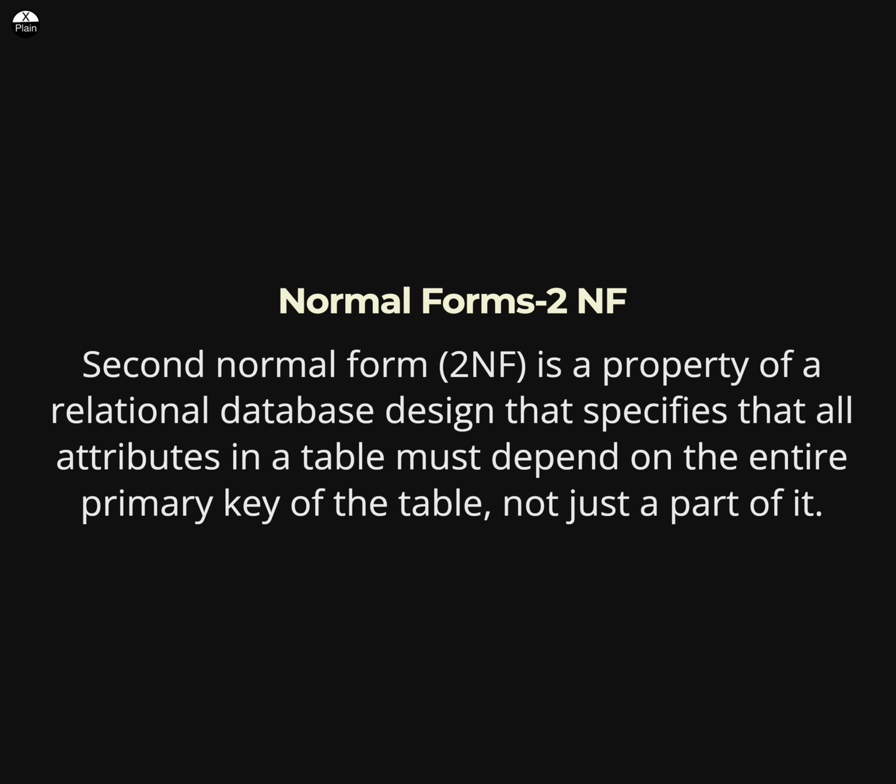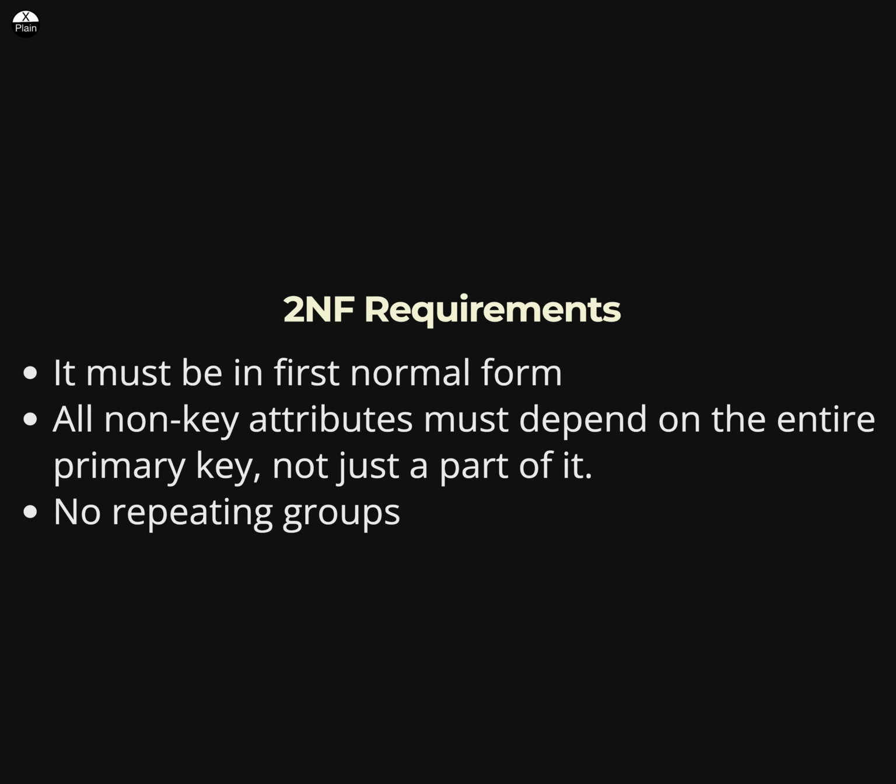To achieve second normal form, a table must meet the following requirements. It must be in first normal form, which means that it must contain only atomic values and have a unique identifier for each row. All non-key attributes must depend on the entire primary key, not just part of it. In other words, there should be no partial functional dependencies in the table. There should be no repeating groups, that is, two or more identical sets of columns that store the same type of data.